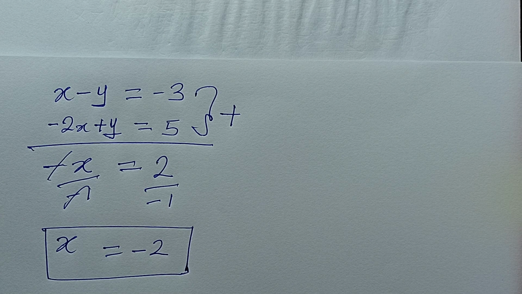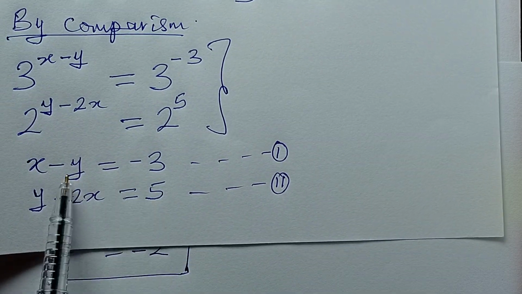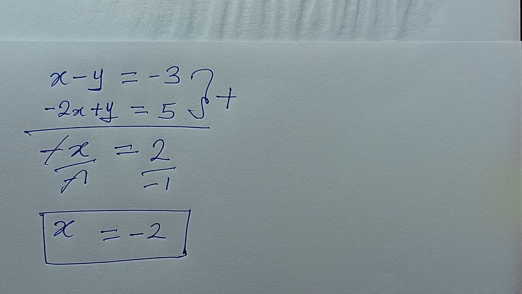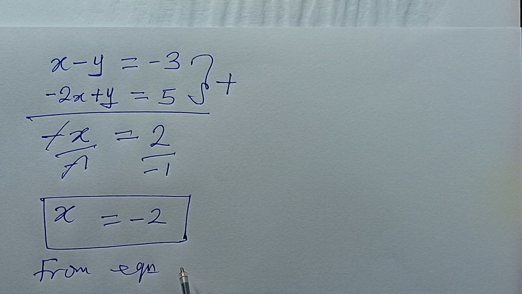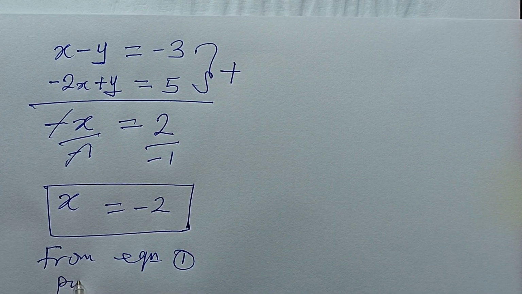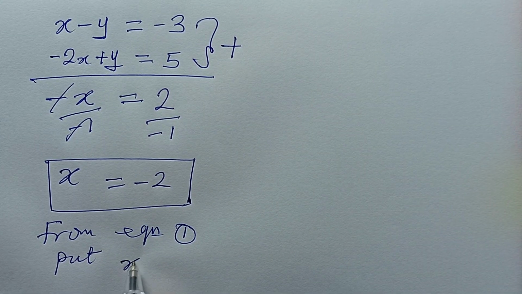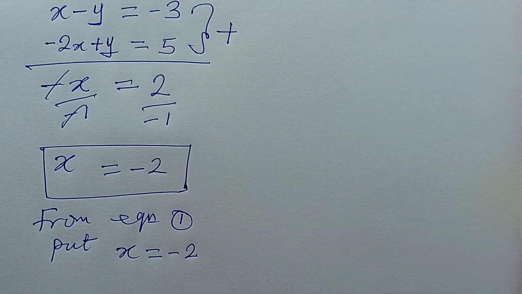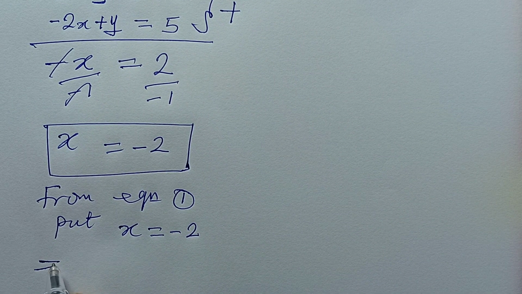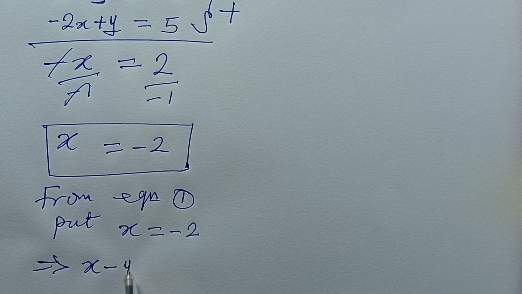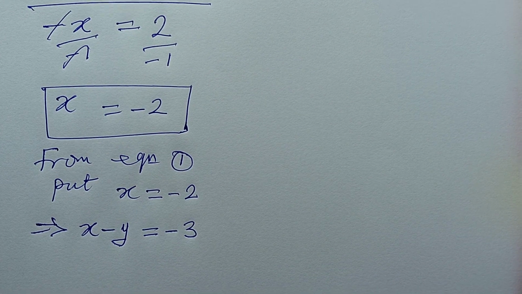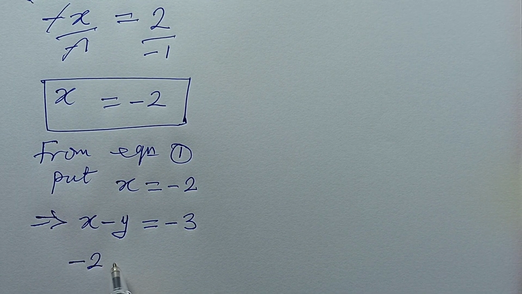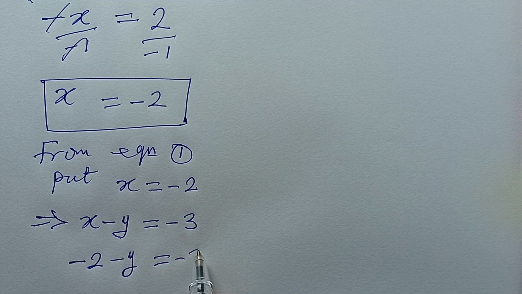Now, how do we get the value of y? We take equation 1. Remember our equation 1, this very one here. From equation 1, we put x equal to minus 2. So this implies that x minus y is equal to minus 3. Wherever we see x, we put minus 2. So we have minus 2 minus y is equal to minus 3.